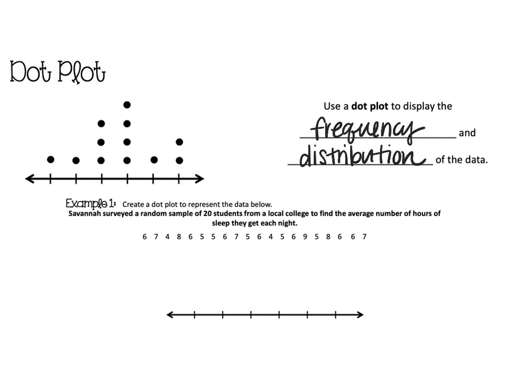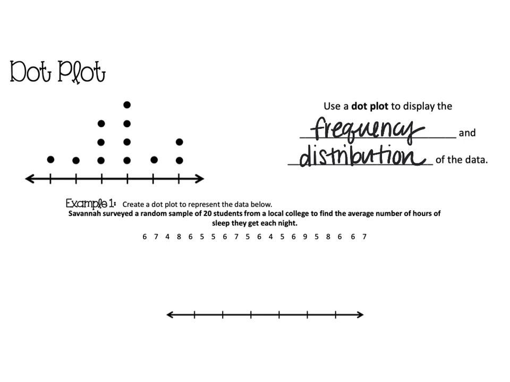So looking at the first example of a dot plot, it says to create a dot plot to represent the data below. Savannah surveyed a random sample of 20 students from a local college to find the average number of hours of sleep they get each night. So the first thing I do creating this dot plot is I'm going to have to come up with a scale. And I can see that my smallest number is 4 and my largest number is 9. So I have to look at a scale that's going to let me get from 4 to 9.